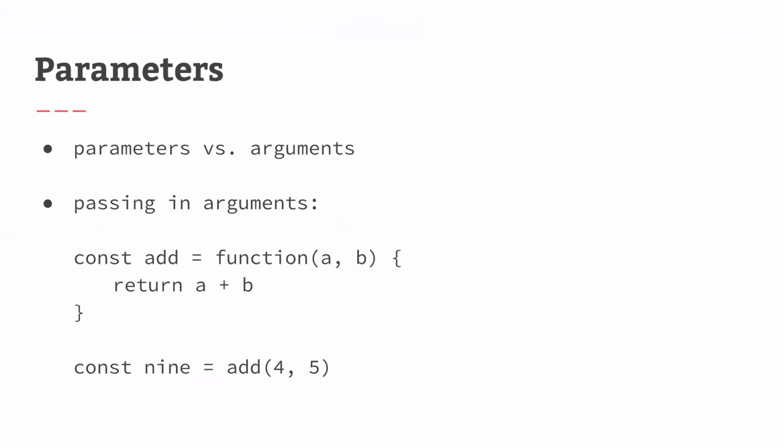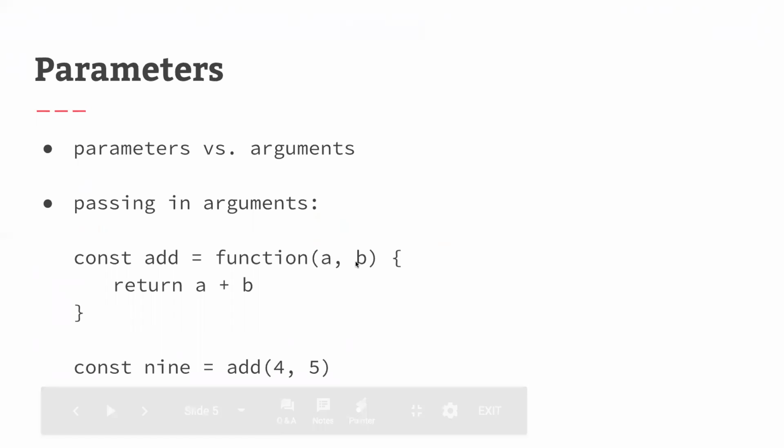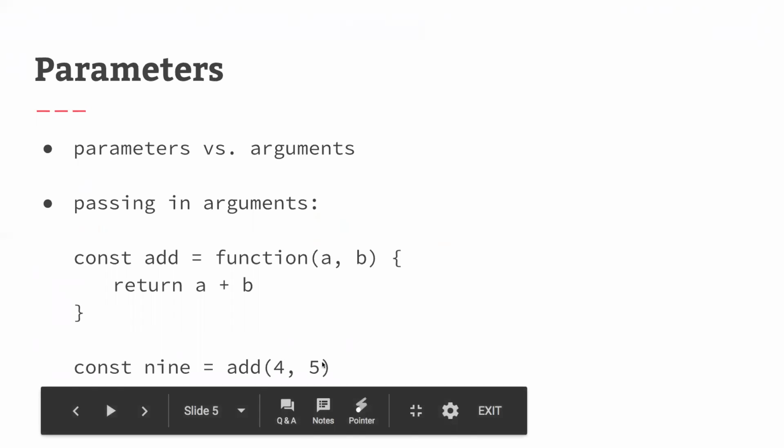Yeah, Aisha? Like, for example, the A and B placeholders. Yes. You got it. Yes. So A and B here are parameters. Yeah, great, Aisha. Thank you. So for those of you following along at home, she said that parameters are the placeholders when you define the function, and that arguments are what you use when you actually invoke the function. So here, A and B are parameters, and 4 and 5 are arguments.